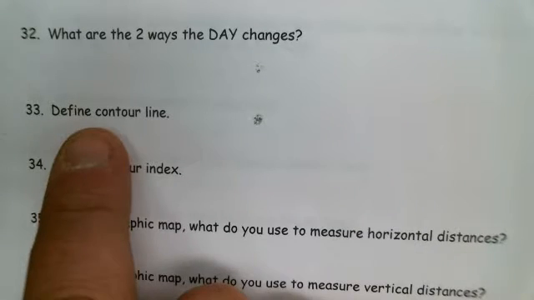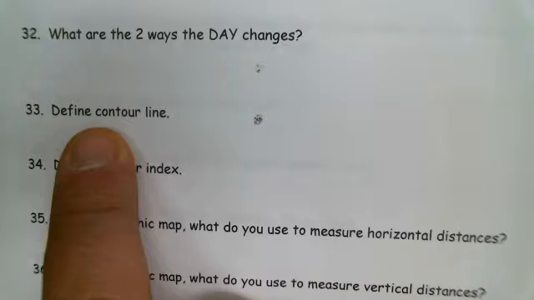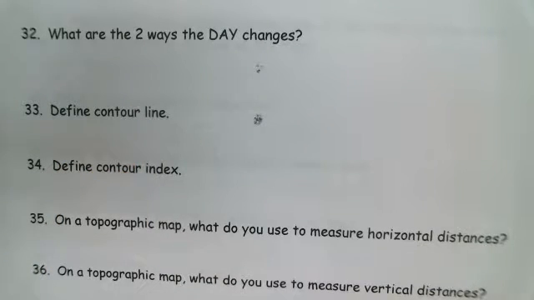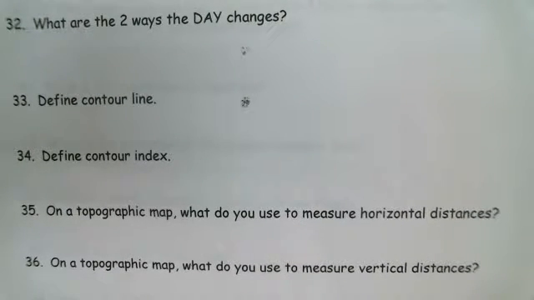Number 33, define contour line. That's the line that represents spots of equal altitude. Instead of saying equal altitude, you could also say equal elevation.